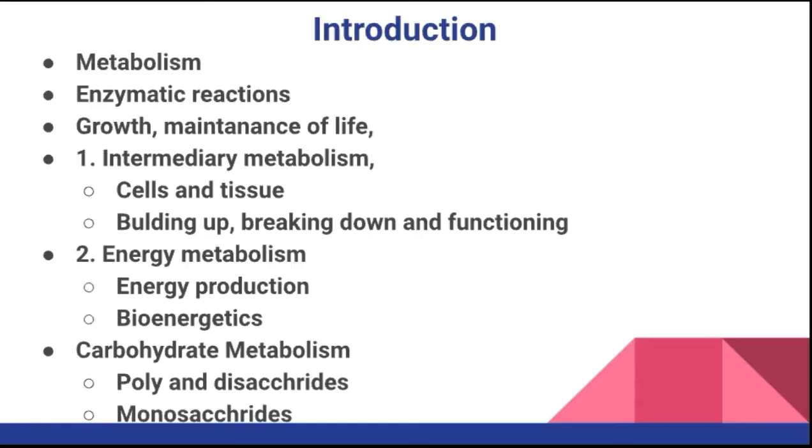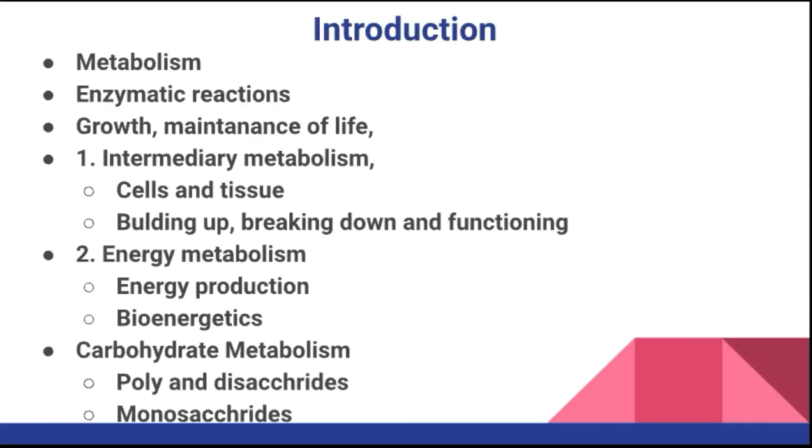The polysaccharides and disaccharides are hydrolyzed into monosaccharides such as glucose, fructose, and galactose by the enzymes of the digestive tract. The monosaccharides are absorbed by the intestinal villi and transported to the liver through the portal vein. This is carbohydrate metabolism.